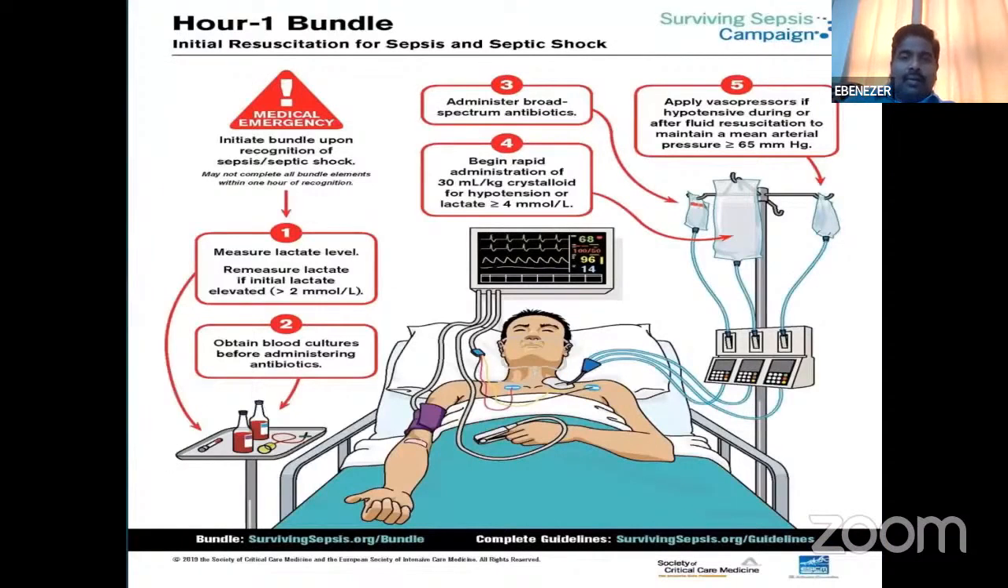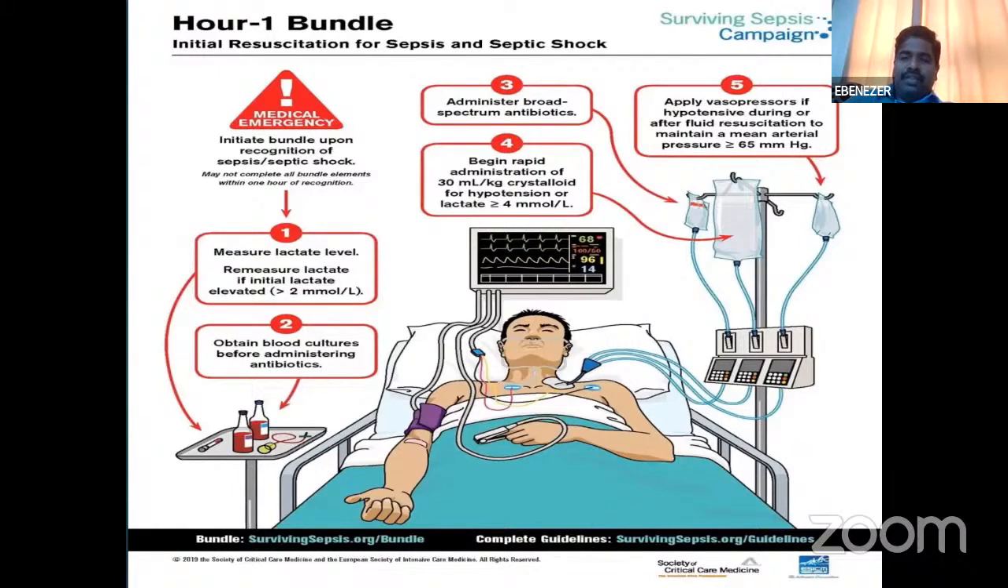This was the 1 hour bundle which came through, and 5 important things they looked at. They measured the lactate level. They obtained the blood cultures before administering the antibiotics. They administered broad spectrum antibiotics, and 30 ml per kg of crystalloid was administered rapidly as a fluid bolus, and vasopressors were started simultaneously. Okay, there are some pros and cons for this particular strategy.